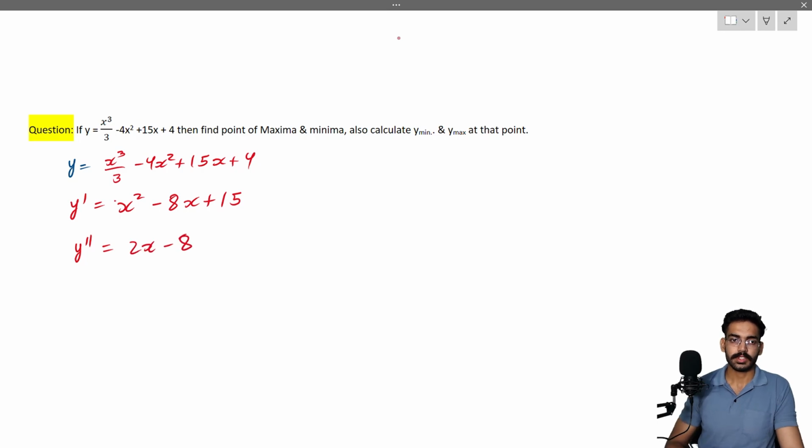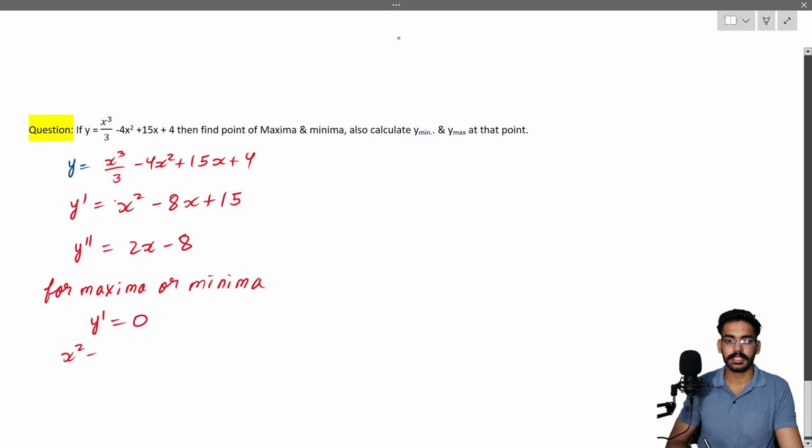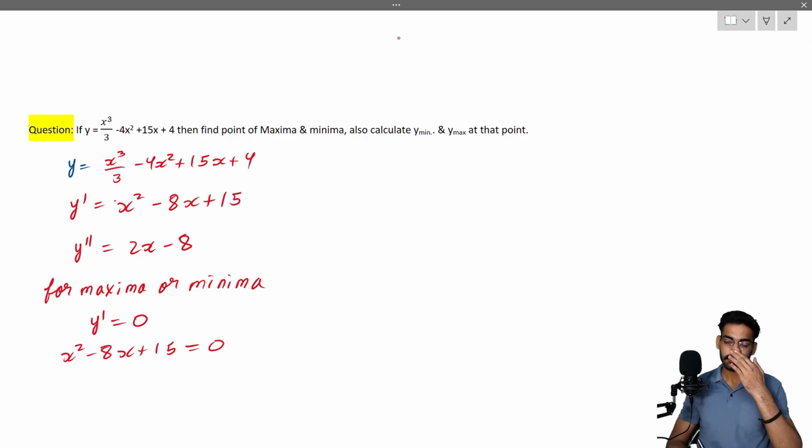Okay, so first, what is the step for maxima or minima, whatever? What will I do? I will put y dash equal to 0. So at y dash equal to 0, what I got is x square minus 8x plus 15 equal to 0. I hope everyone knows how to solve a quadratic equation, right?